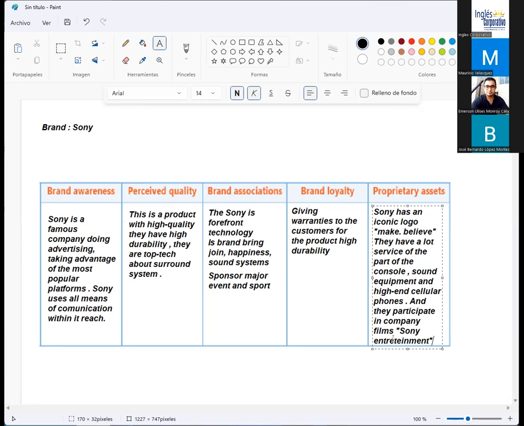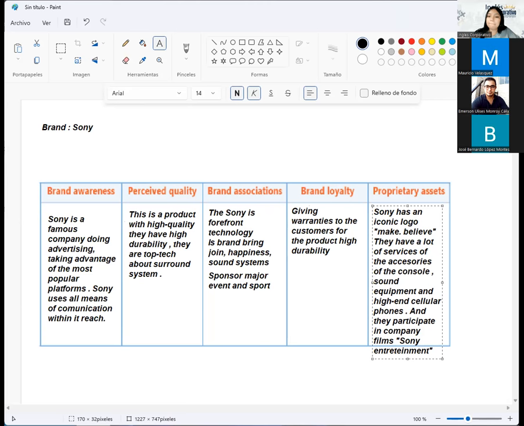Okay. They have a lot. Arriba, arriba. They have a lot of services. Yeah, muchos servicios. Of services. Of the part of the consoles. So accessories can change for accessories. Yeah. The service of accessories. Accessories of console sounds great.